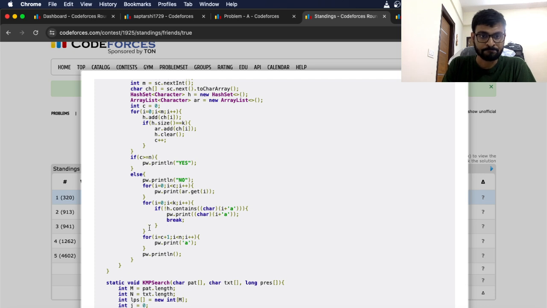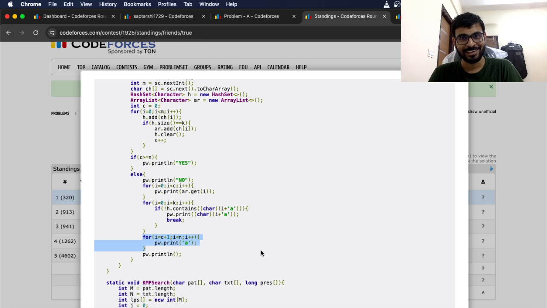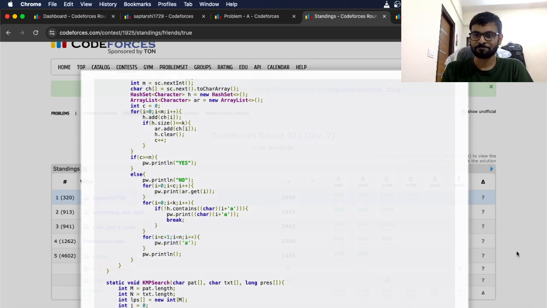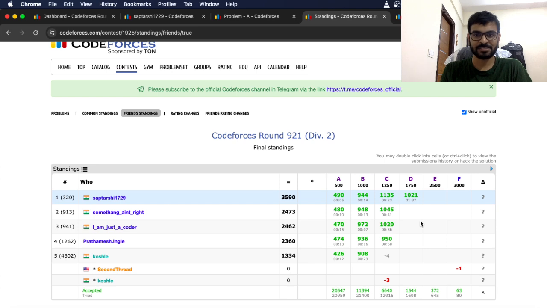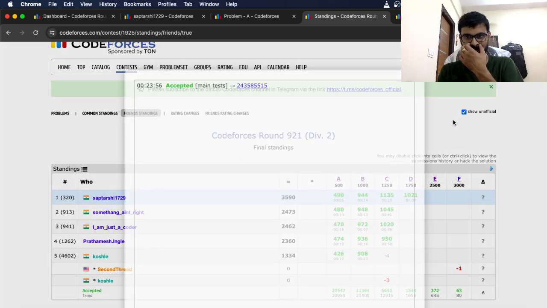So yeah, I have printed those extra characters which can be anything, A, B, but you need to be careful. That has to be less than or equal to k. That has to be one of the first k lowercase letters. So don't just print anything from A to Z. That's why I chose A over here. So yeah, that's how this question was.